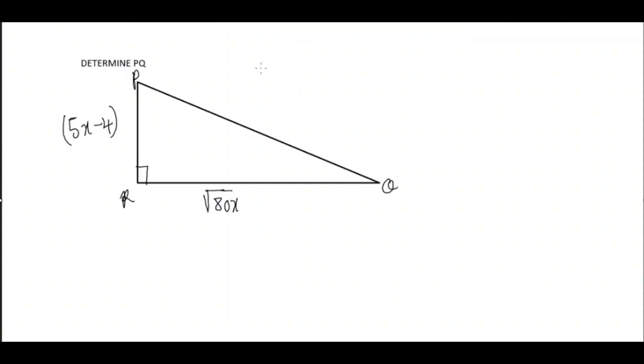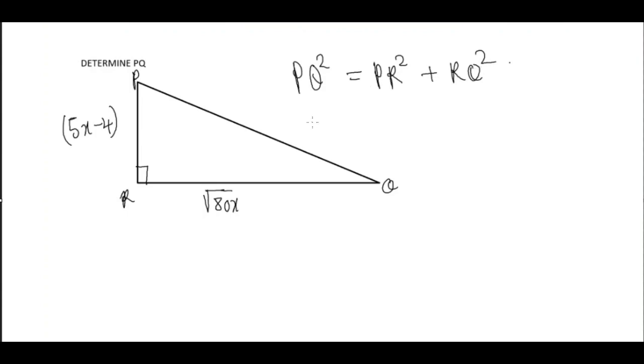So the Theorem of Pythagoras says a hypotenuse squared is equal to adjacent squared plus opposite squared. So in our case, the hypotenuse is PQ. So we're going to say PQ squared is equivalent to PR squared plus RQ squared.